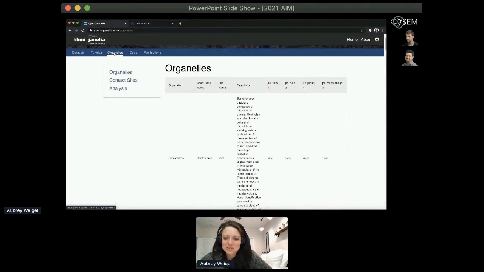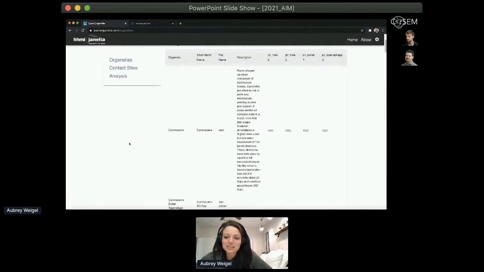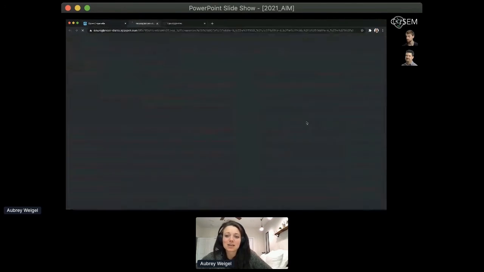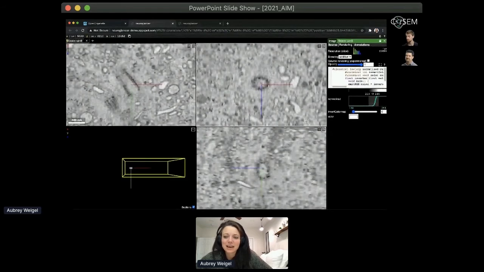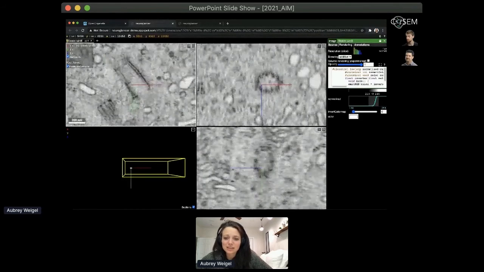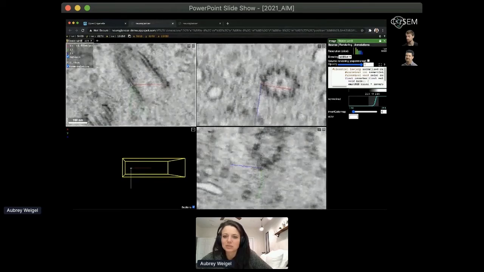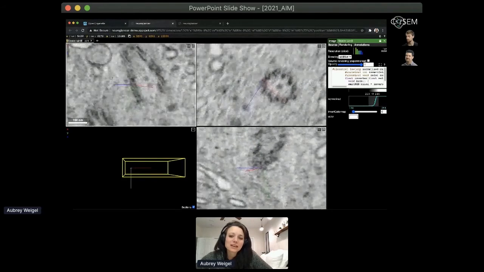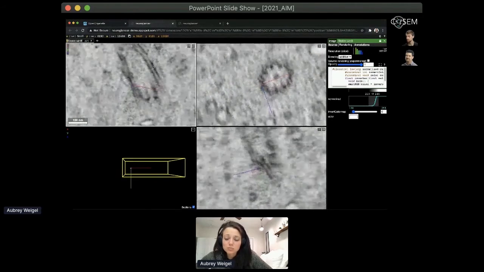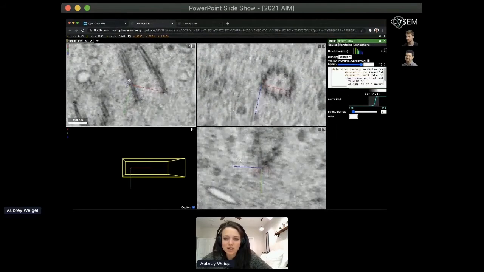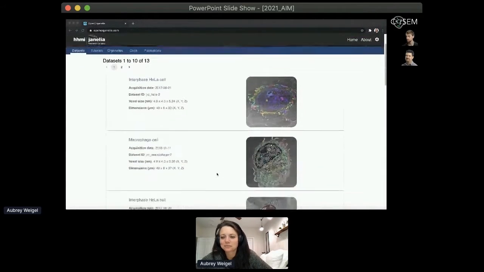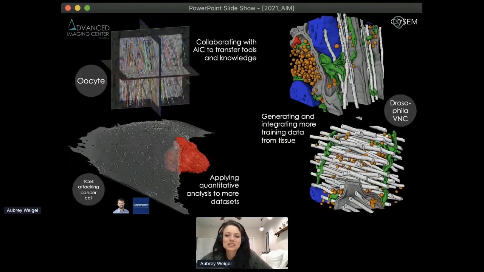We also provide tutorials, and we've provided a glossary of sorts containing a definition and an example of each object class. I'm showing here the centrosome for a Jurkat cell, I believe. And then we link out to our GitHub repositories where all of these tools and models and source code are available as well. So of course, the ultimate goal of COSEM is to segment organelles in EM data.